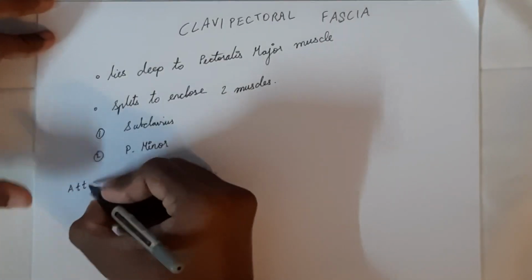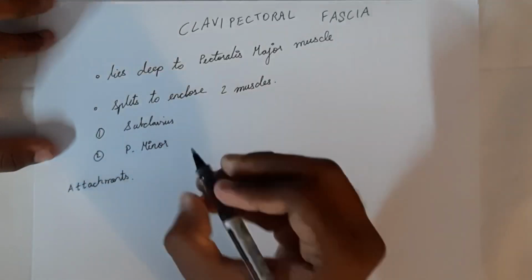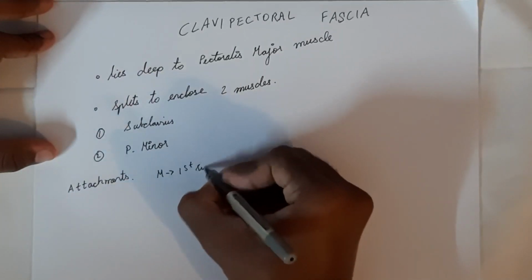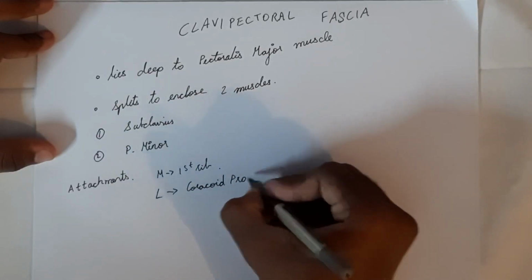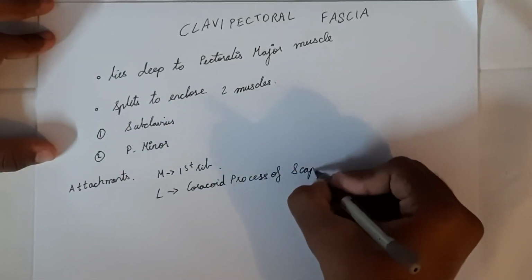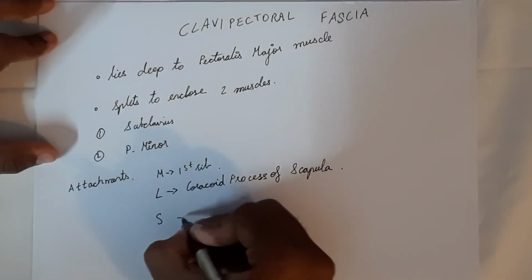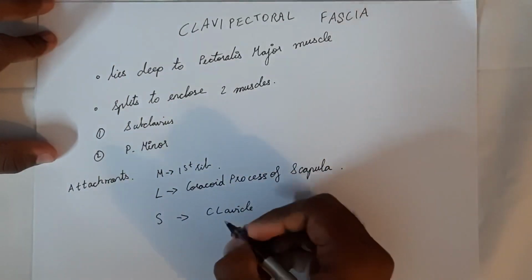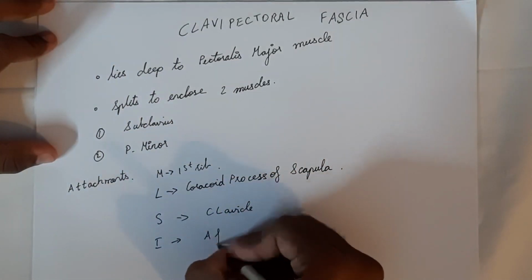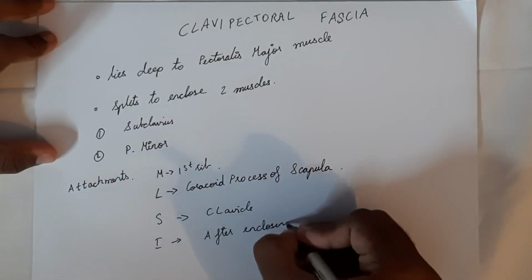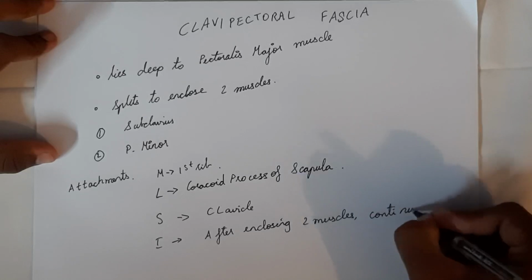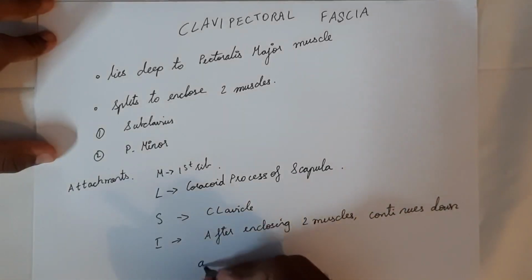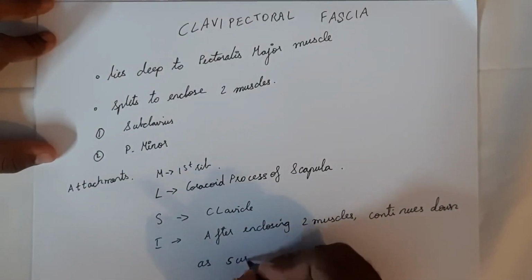And now moving on to the attachments of clavipectoral fascia. Medially, it is attached to the first rib, laterally to the coracoid process of scapula, superiorly the clavicle, and inferiorly, after enclosing subclavius and pectoralis minor, two muscles, it continues down as the suspensory ligament of axilla.